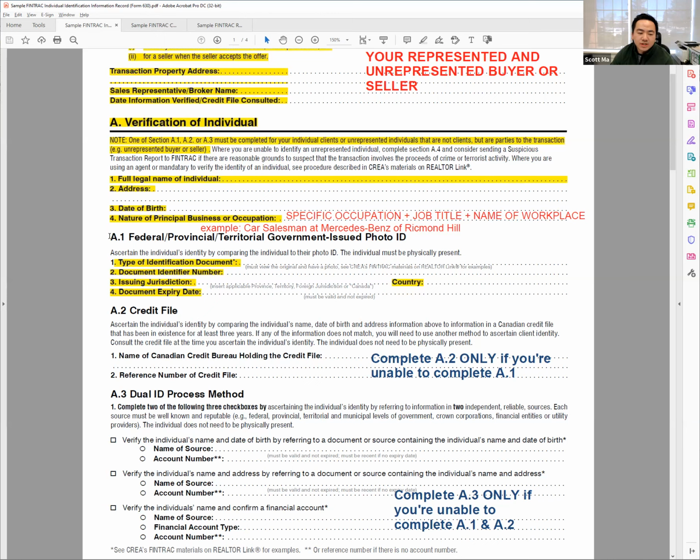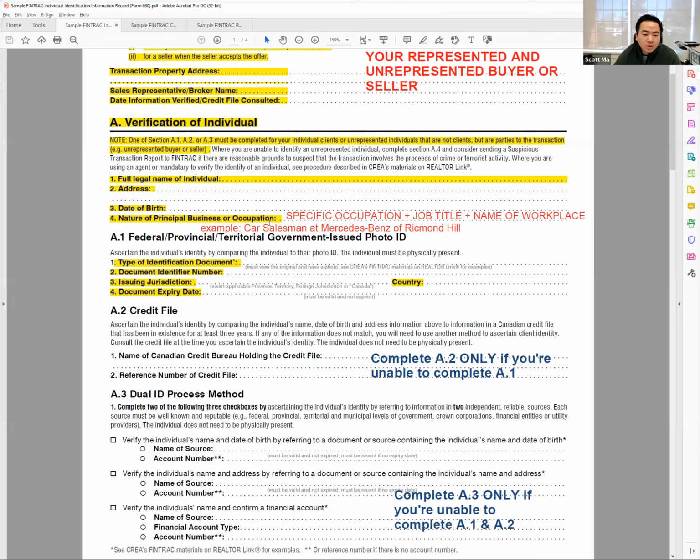Most transactions, you will be completing A1, because you're going to ask your client for a valid federal, provincial, or territorial government issued ID. That means a driver's license, a passport, or a permanent resident card. I think those are all valid. You need to fill in first the full legal name of the individual, the address of their residence, their date of birth, and their principal business or occupation.